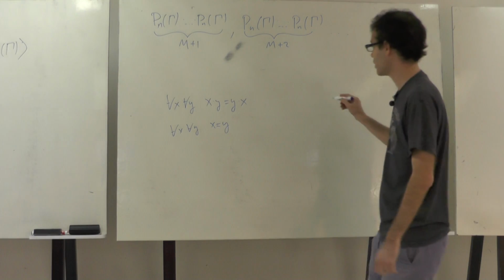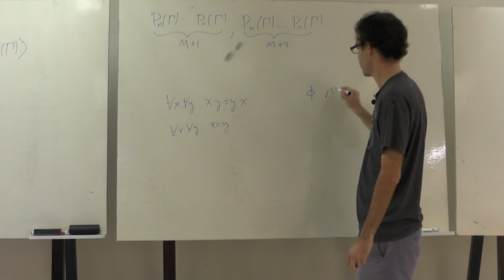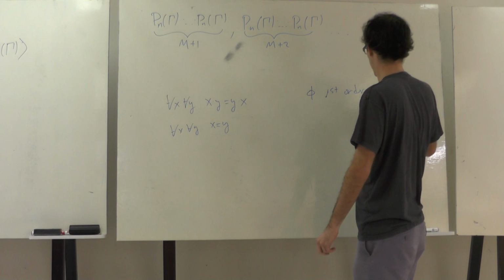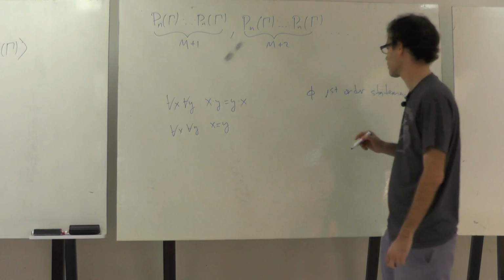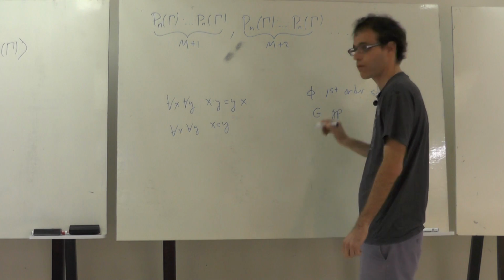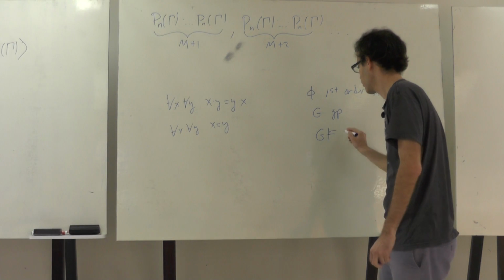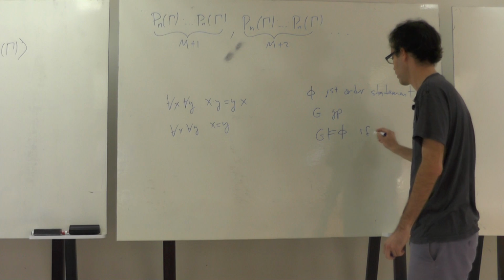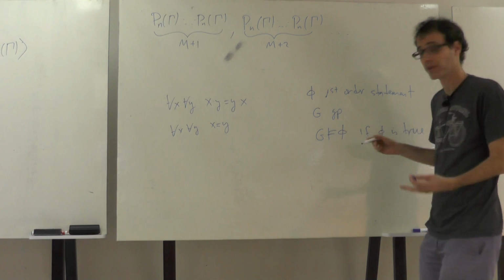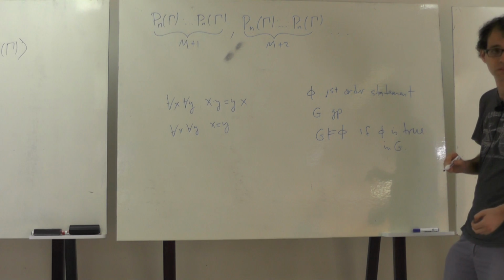And so if phi is a first order statement, and G is a group, I will write this symbol, G satisfies phi, if phi is true when you interpret it in G. Okay?